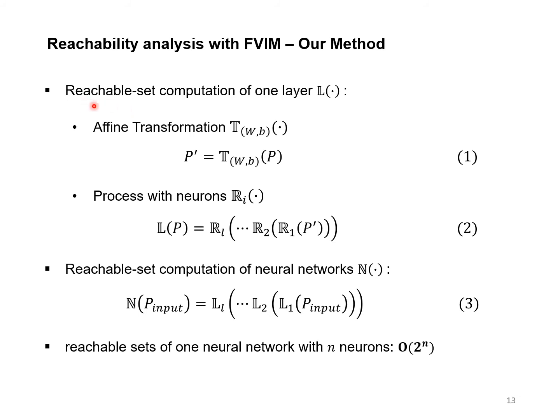Recall that we denote the reachable set computation of one layer as function L. The process in one layer includes the affine transformation on the input set P, and then the process with neurons Ri. Based on the function T and R, we formulate the computation of one layer in equation 2. Based on equation 2, we can compute the reachable set of neural networks layer by layer as described in this equation 3. When a neural network has n neurons, the maximum number of reachable sets will be 2 to the power n.